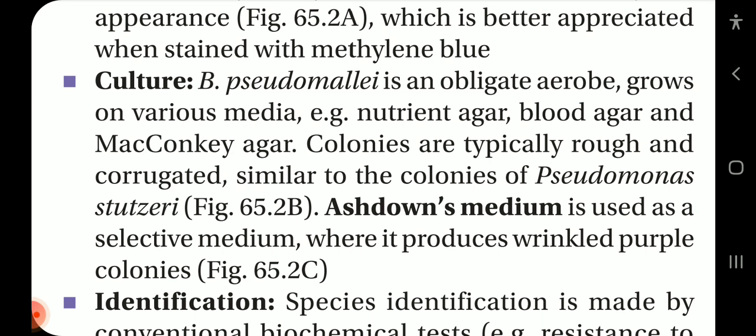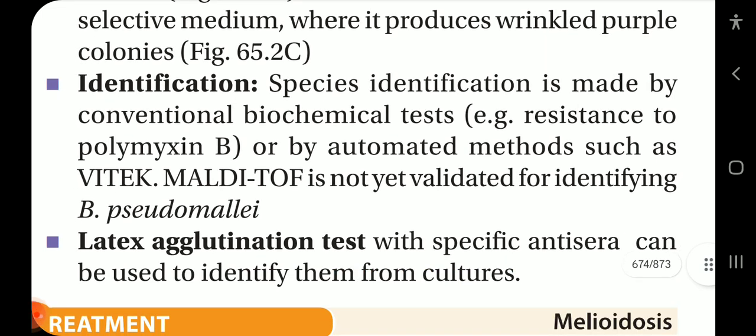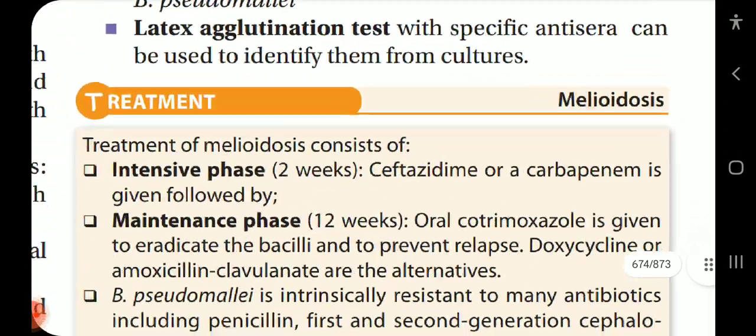Colonies are typically rough and corrugated, similar to colonies of Pseudomonas stutzeri. Ashdown medium is used as a selective medium where it produces wrinkled purple colonies. Identification: species identification is made by conventional biochemical tests, for example resistance to polymyxin B, or by automated methods such as Vitek. MALDI-TOF is not yet validated for identifying Burkholderia pseudomallei. Latex agglutination test with specific antisera can be used to identify them from the cultures.